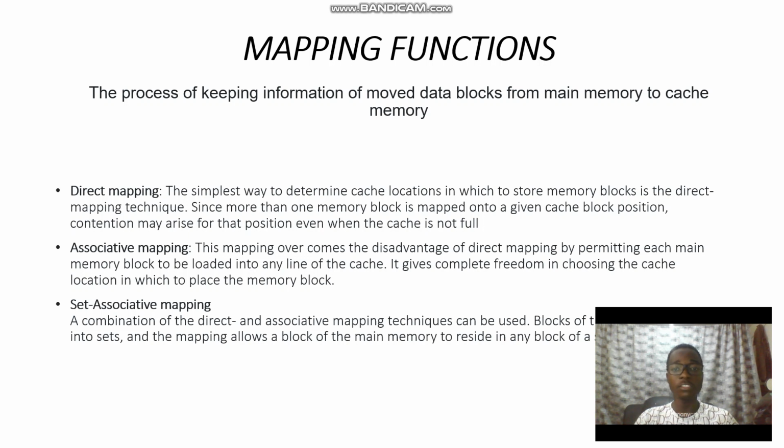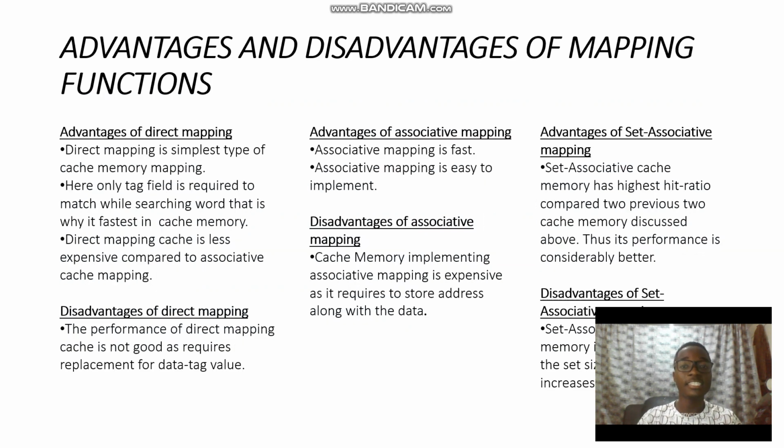Then we also have the set associative mapping technique, which is a combination of the direct and associative mapping techniques. Within this, blocks of the cache are grouped into sets, and the mapping allows a block of the main memory to reside in any block of a specific set. Then we also have the advantages and disadvantages of the mapping function techniques.